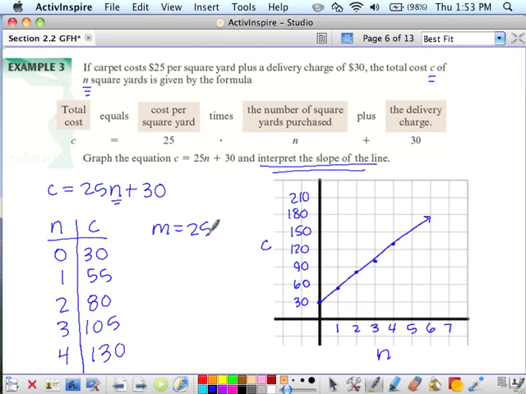Look over here. You can see that every time I increase 1 on the n's, 0 to 1, I increase 25 on the C's. 30 plus 25 is 55. And then it happens again. As I go from 1 to 2, 55 to 80 is also 25. So the slope just tells me the cost of 1 square yard.